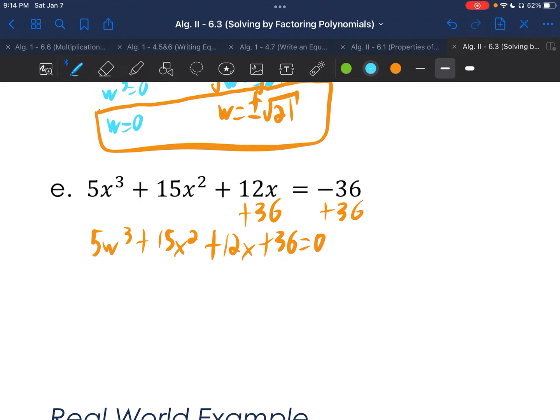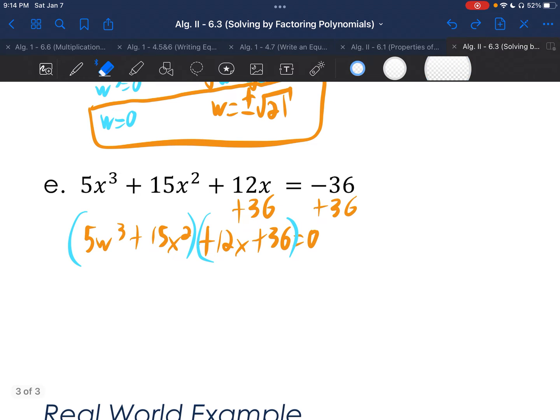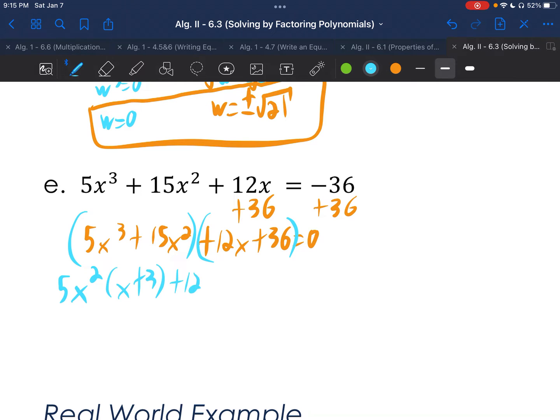And we say, hey, there's 4 terms this time. So group the first 2, group the last 2. First 2 have a 5x squared in common. I accidentally wrote w for one of those terms. Let me fix that. So first have a 5x squared in common, and we're left with x plus 3. Last 2 have a 12 in common, a positive 12, and we're left with x plus 3. Hey, those are the same. That's good. So we put that out in front, and we're left with 5x squared plus 12 equals 0.